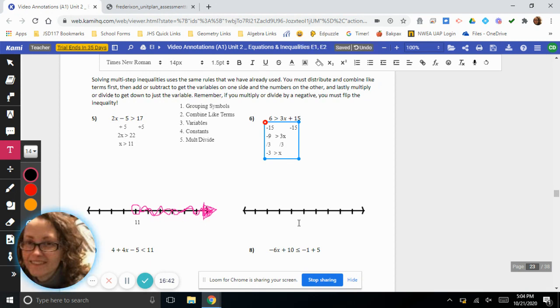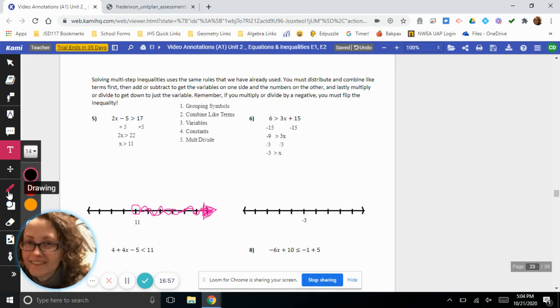So then I can graph my critical number as a -3. Now be very careful. You need to read from your variable. I want to read from my variable and say that x is going to be less than -3. So open circle and then go to the left.